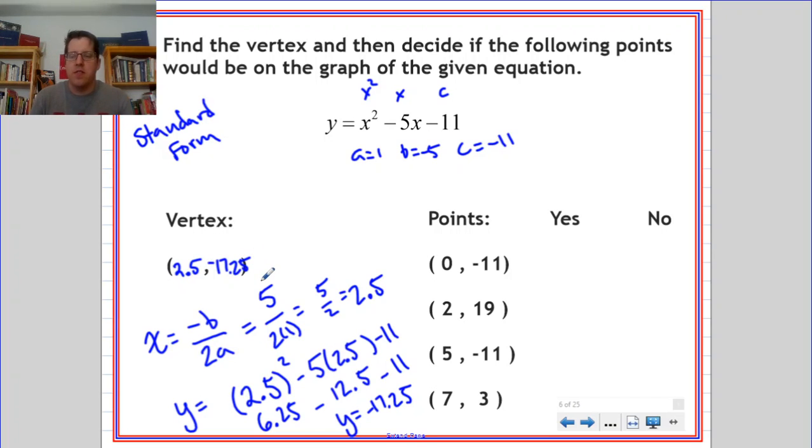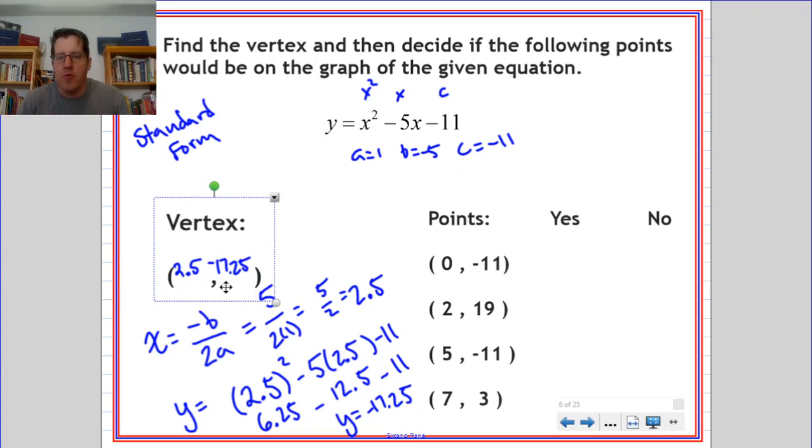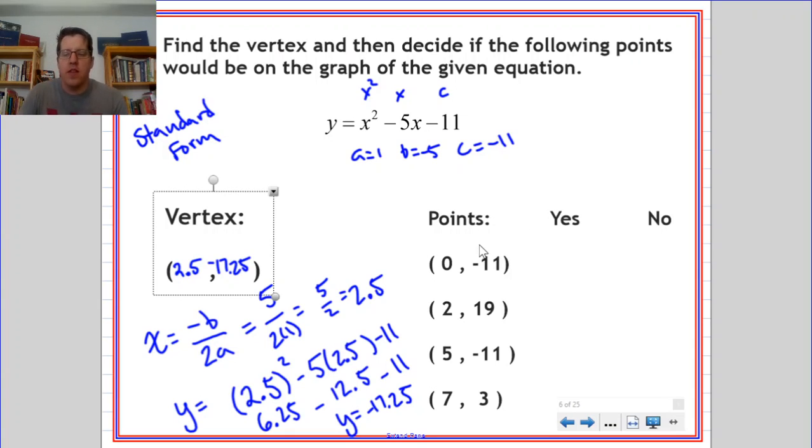Okay, so that is the first step. The first step is to figure out what is the vertex. The next thing we're going to do is figure out if these points are on the equation's graph or not. The way you do that is very similar to finding the y-coordinate of the vertex. You plug in the x-coordinate and you see if that gives you the y-coordinate.